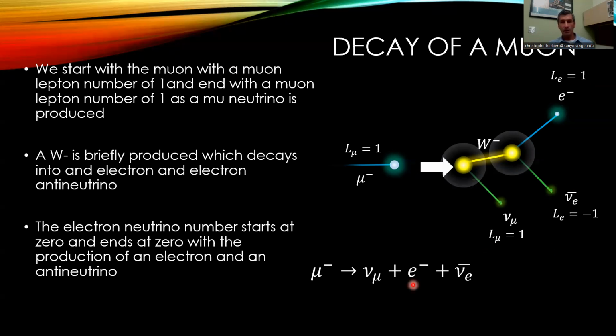But again, we conserve charge. The muon has a negative charge, the electron has a negative charge. We conserve mu lepton number. It's equal to 1 here, it's equal to 1 here, these are 0. We conserve electron lepton number. This has 1, this one has -1. So again, we can have the expectation that these particles should be produced according to the conservation laws that we understand and the symmetries that we know are associated with these particles.